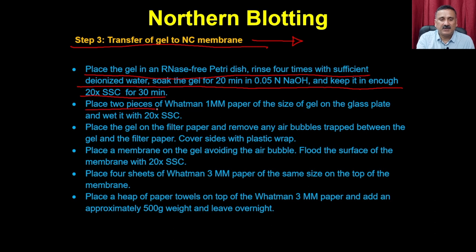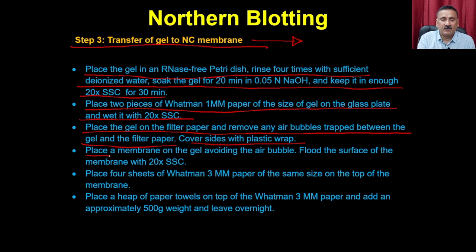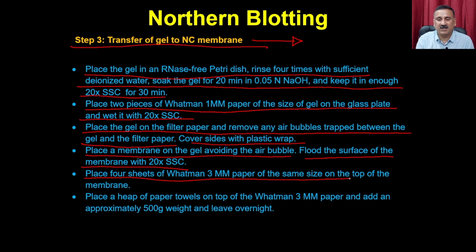Then you place 2 pieces of Whatman 1 mm paper of the size of the gel onto the glass plate and wet it with 20x SSC. Place the gel on the filter paper and remove any air bubbles trapped between the gel and the filter paper. Cover the sides with plastic wrap. Place the membrane on the gel avoiding air bubbles, and flood the surface of the membrane with 20x SSC. Then you place 4 sheets of Whatman 3 mm filter paper of the same size on top of the membrane. Then place a heap of paper towels on top of the filter and add approximately 500 grams weight and leave overnight.